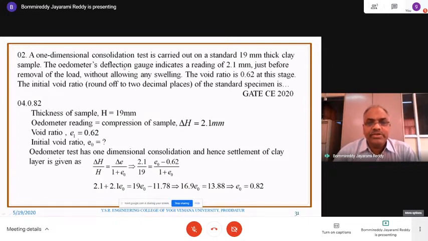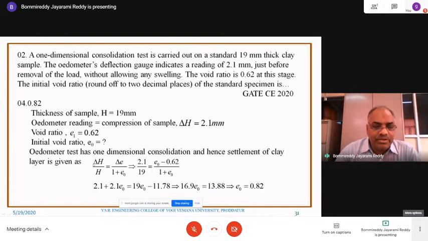The odometer deflection gauge indicates a reading of 2.1 mm. The odometer is used for measuring the compression of the soil. So when the deflection gauge deflects and shows a reading of 2.1 mm, it means the compression is 2.1 mm. That is delta H. Delta H is 2.1 mm, just before removal of the load without allowing any swelling. The void ratio e is 0.62 at this stage. The question is: the initial void ratio of the standard specimen is?